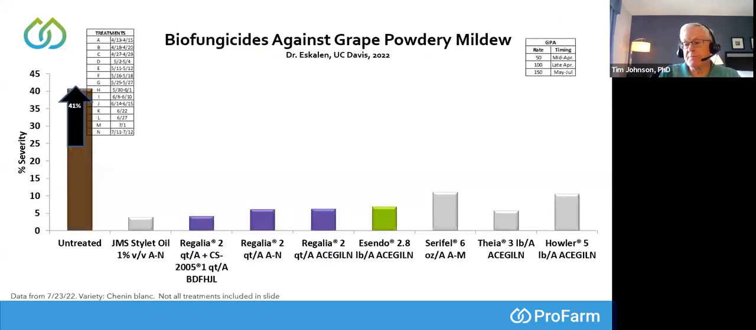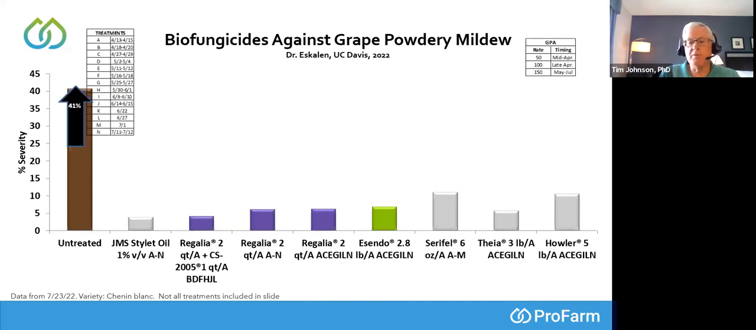So switch gears, go to powdery mildew on grapes, a classical disease situation. This is with UC Davis, Dr. Escalin in 2022. Very large trial. There's a lot of treatments. They're not all included. These are essentially all biologicals. JMS stylet oil is the standard. The letters A to N refer to the upper left where you see the treatments. Essentially, A, B, C, D means it's applied every week. When you skip a letter, it means it's being applied usually every other week. So it's essentially, we're comparing a 7-day application interval to a 14-day application interval.